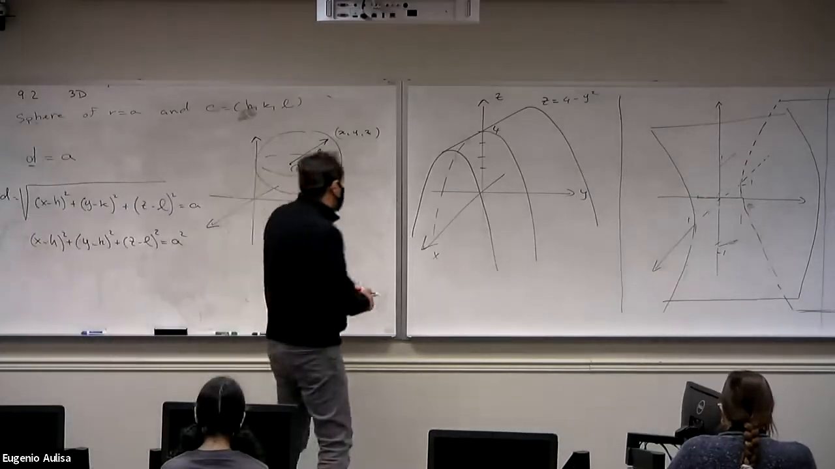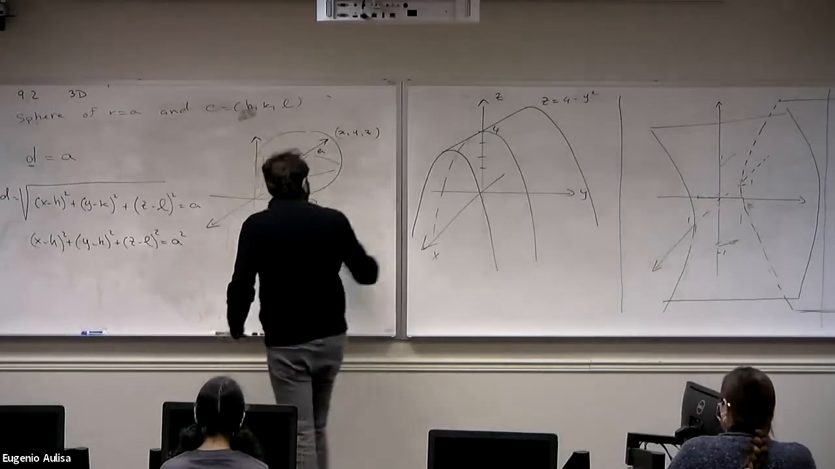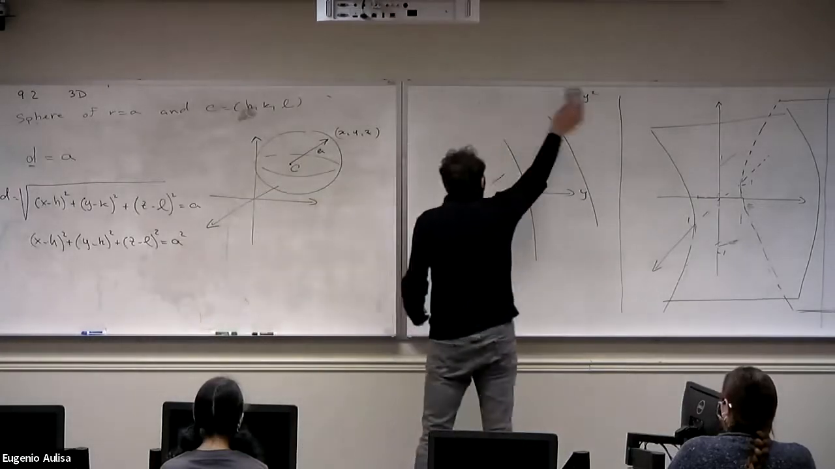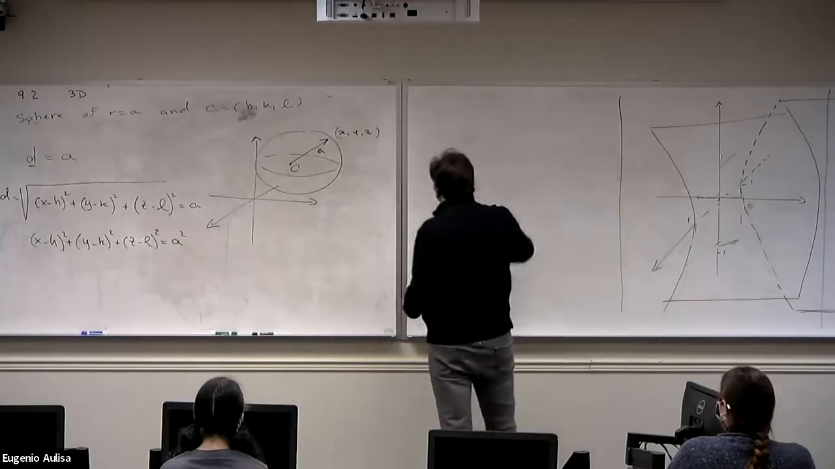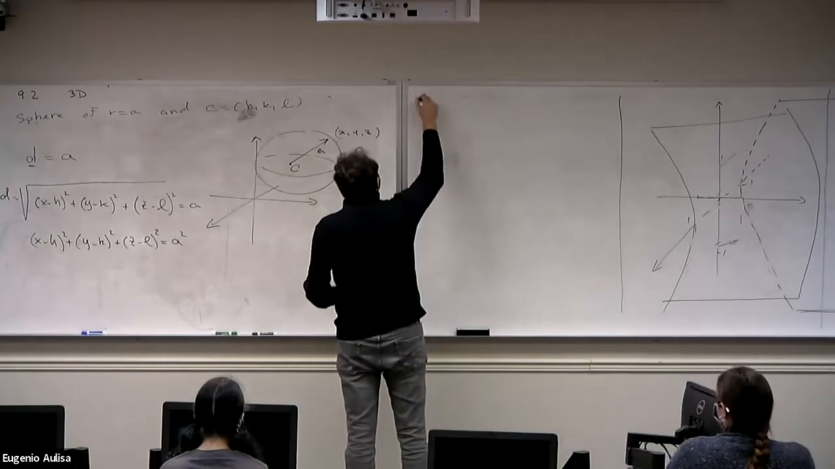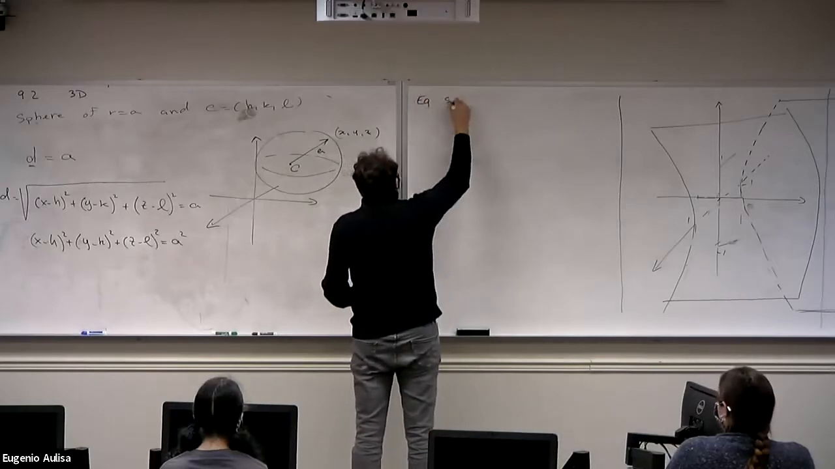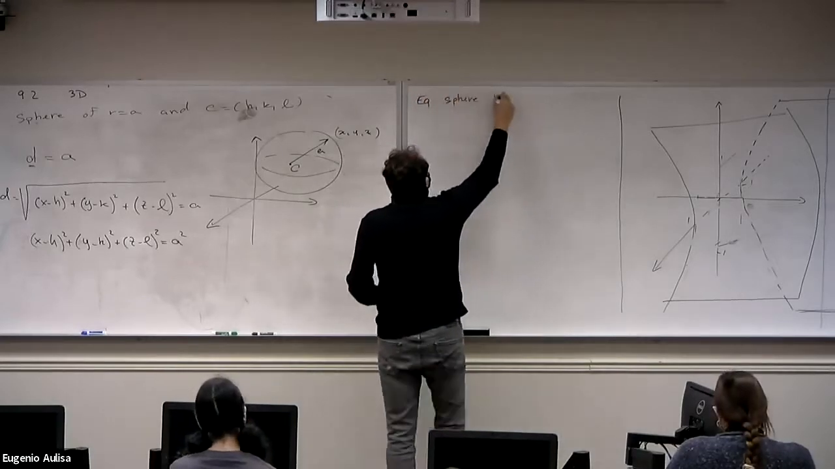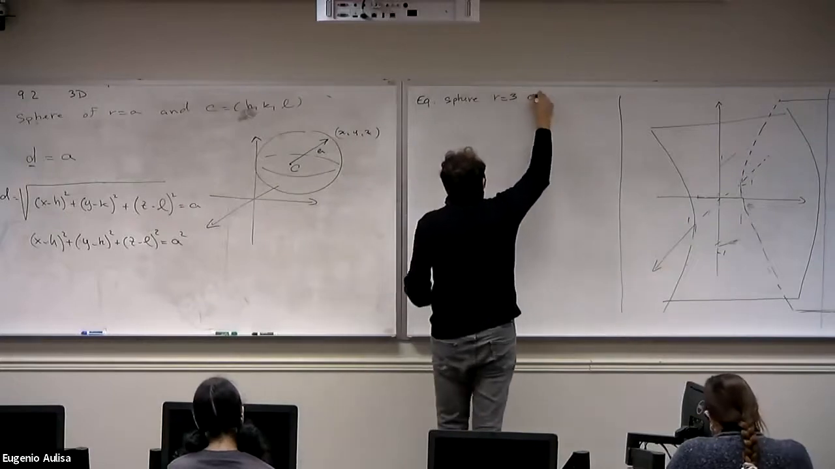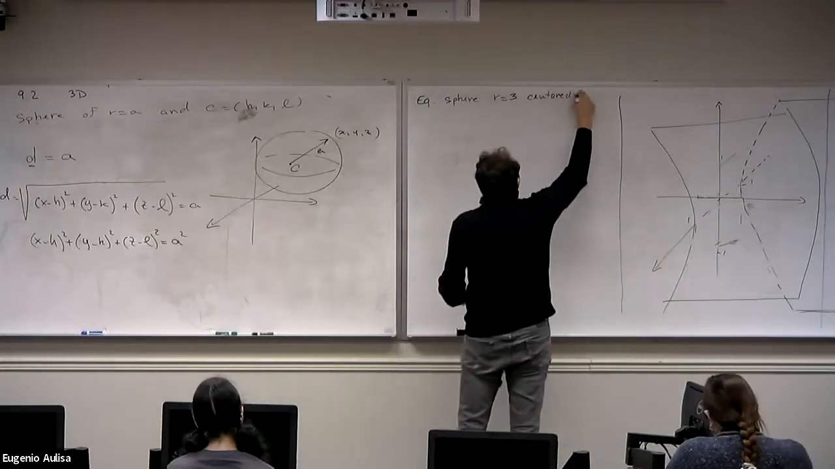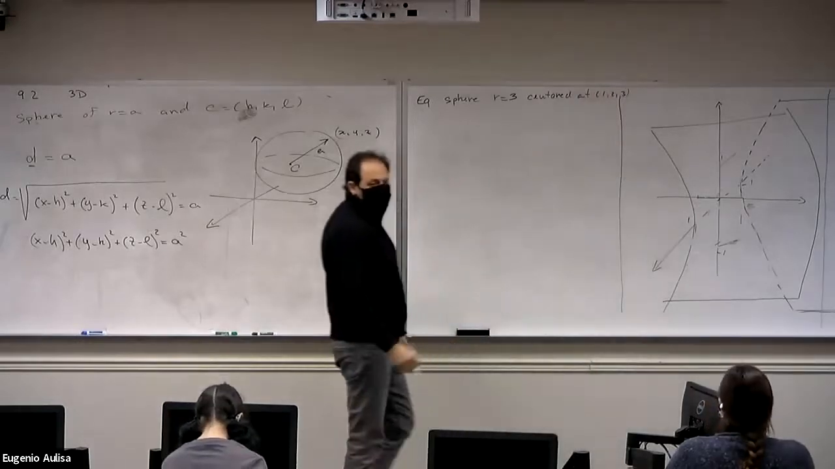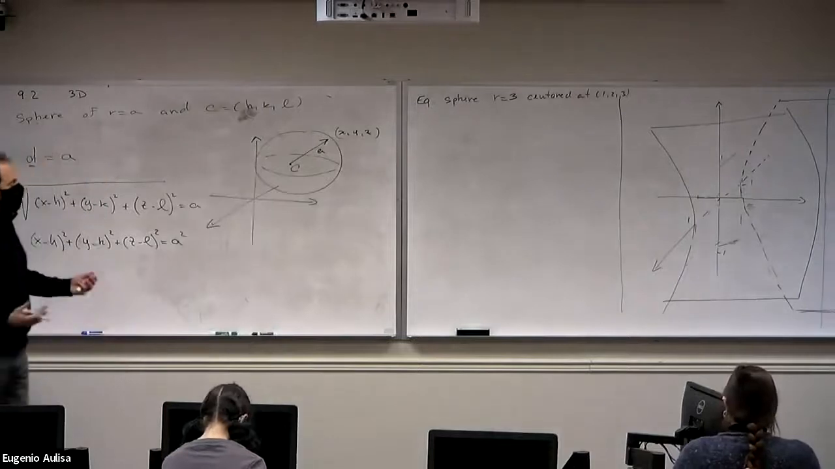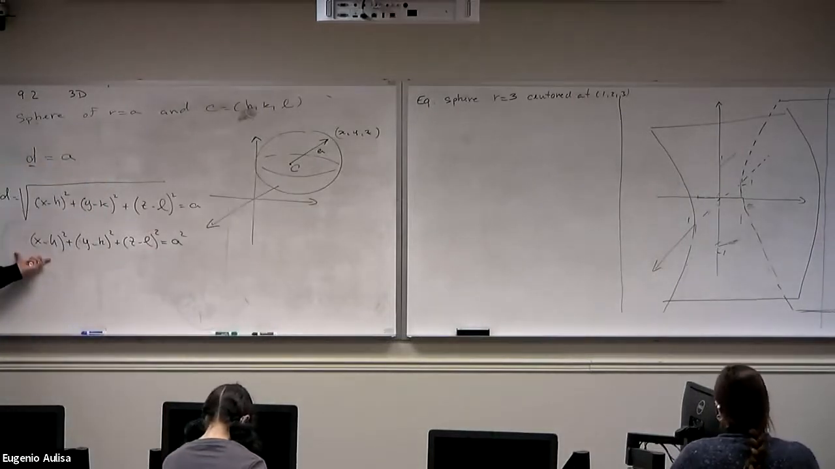So, what is the equation of the sphere of radius 3 centered at (1, 2, 3)? Very simple. We already have all the information that is needed.